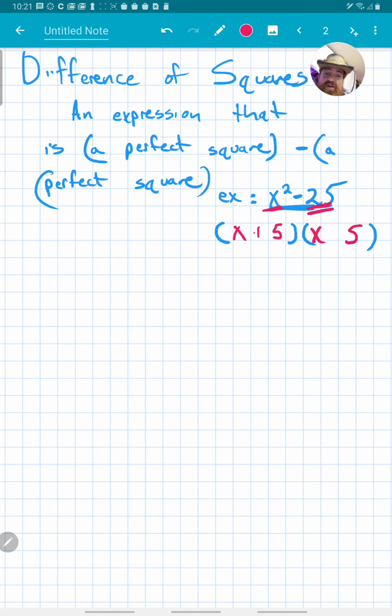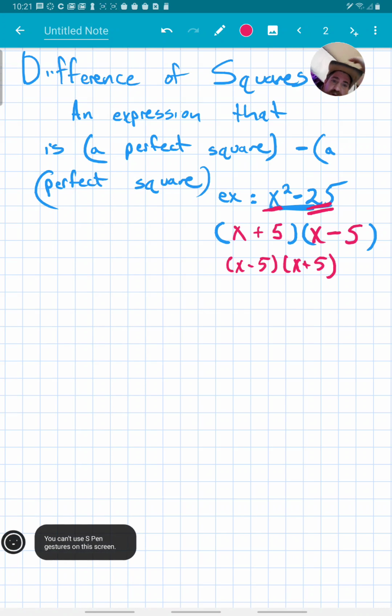You make one a sum, you make the other one a difference. So put a plus in one, put a minus in the other. And it means exactly the same thing if you write x minus 5 first and then x plus 5 second. And that's factoring a difference of squares.